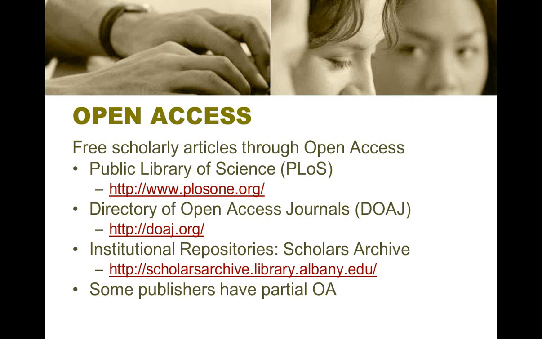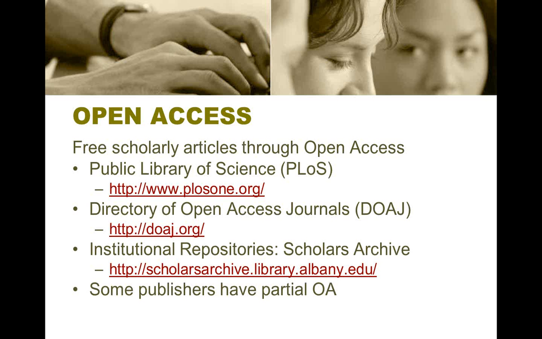It's a list of journals that are peer-reviewed and scholarly and open to the public, usually on a website, and they're on every topic you could think of. There's plenty of social science and social work journals in the Directory of Open Access Journals. Another thing I would point out that's sort of a burgeoning area is these institutional repositories.